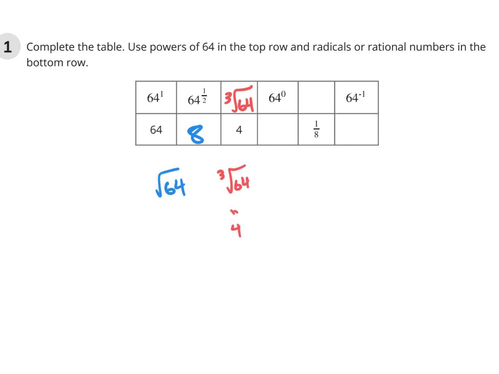64 to the 0 is 1. If 64 to the 1/2 power is 8, then 64 to the negative 1/2 power must be the reciprocal of the root. So negative flips a fraction upside down. And then the last one, 64 to the negative 1 is 1 over 64.